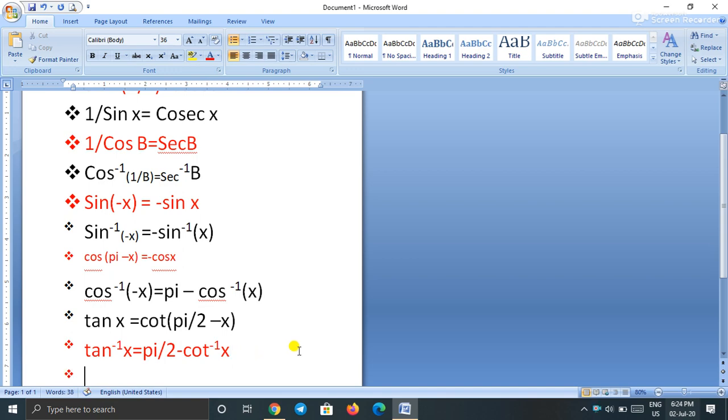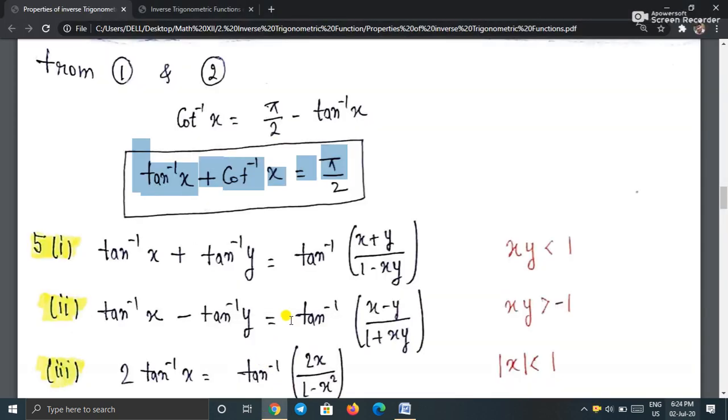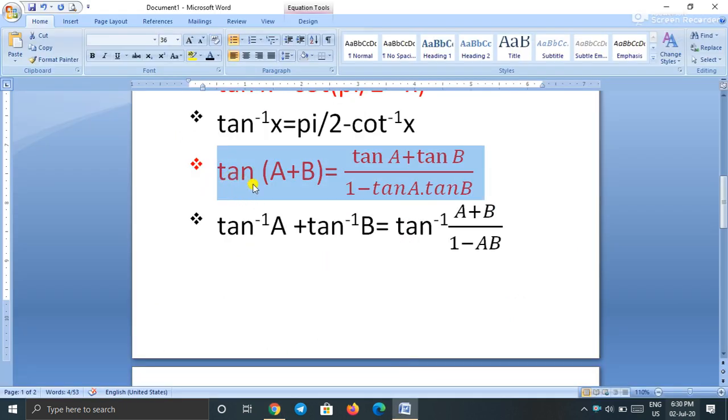Now see the next formula, next property of inverse trigonometric function. In circular trigonometric function you have studied a formula: tan(a plus b) is equal to tan a plus tan b upon 1 minus tan a into tan b, or tan(a minus b) is equal to tan a minus tan b upon 1 plus tan a into tan b. Now the next formula is tan inverse x plus tan inverse y is equal to tan inverse of (x plus y) upon (1 minus xy). So let us see. You have studied the formula tan(a plus b) is equal to tan a plus tan b upon 1 minus tan a into tan b.